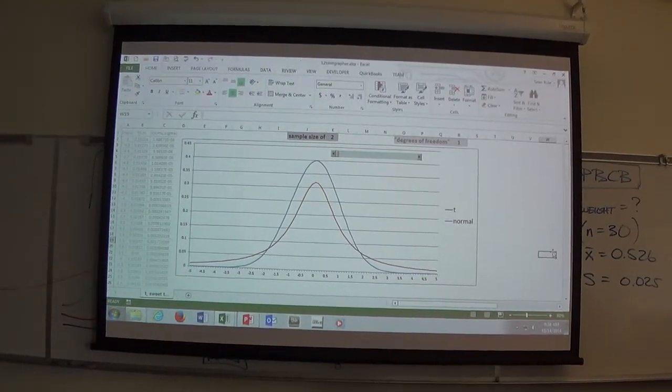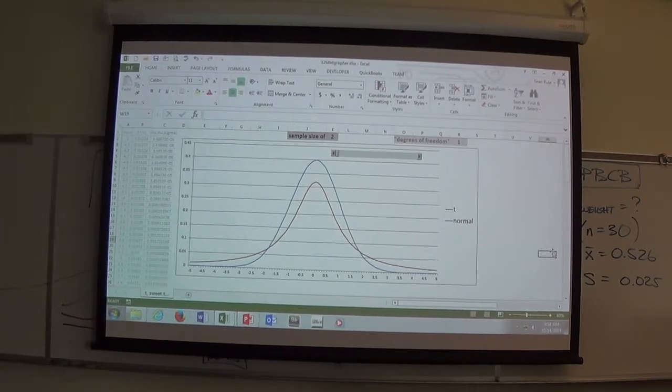Standard normal curve. The blue one up there is the standard normal curve. That's the one when you use the normal in 243, or the charts in 244 or in 243, whatever. That's the curve you're working off of. The red one is the T distribution that Gossett came up with.